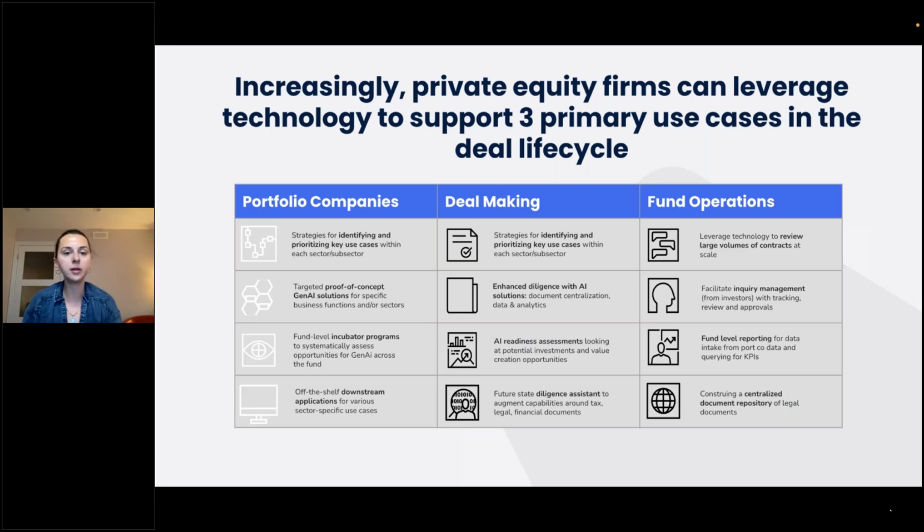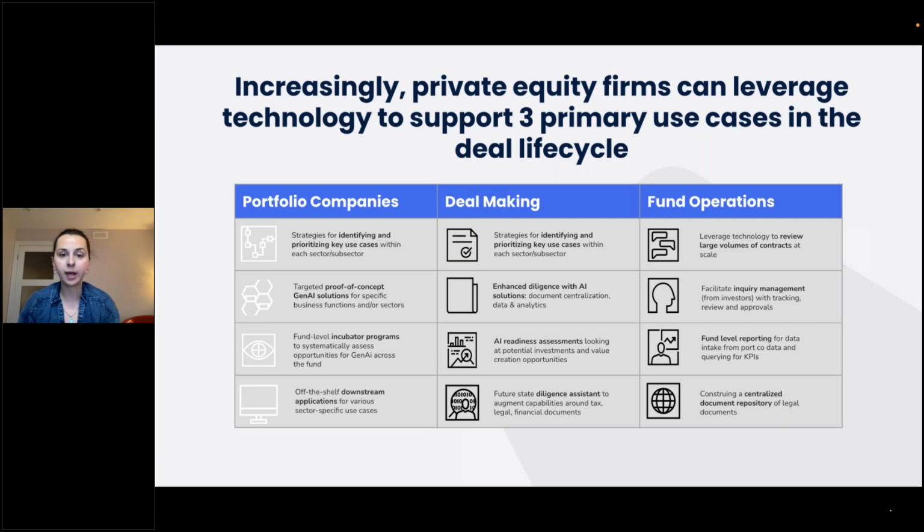So really leveraging the off-the-shelf downstream applications that enable rapidly accessible solutions to sector-specific challenges, in optimizing, let's say, supply chain logistics, or for a manufacturing firm, or really refining customer engagement strategies for maybe a retail brand using AI-driven insights. Now, where it's more applicable in the private equity space is in the deal-making stage.